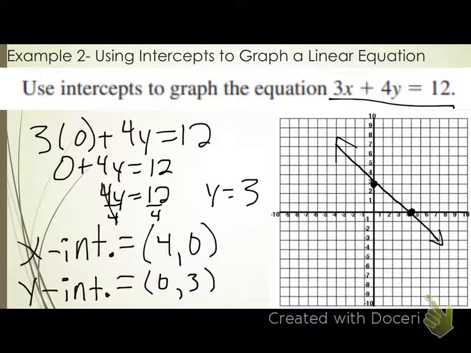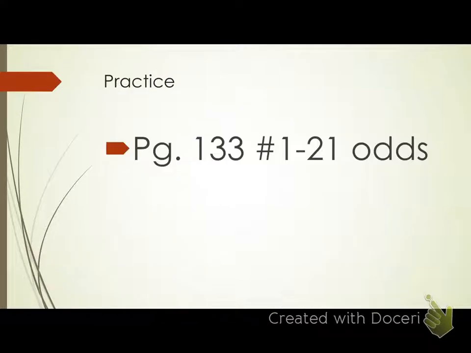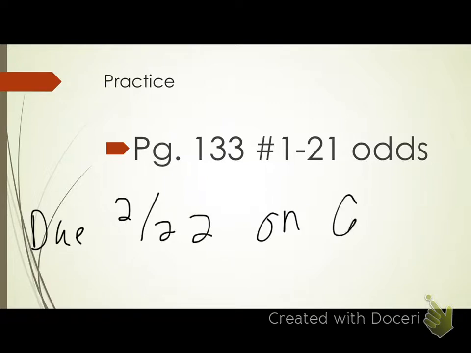Like I said, tomorrow we will have more notes over this, so be prepared for that. But for today's assignment, we have page 133, numbers 1 through 21 odds. I think we have 2 assignments due tomorrow. So let's make this assignment due Monday, February 22nd on Canvas. So make sure you're working on your assignments that are due tomorrow. Make sure you're working on this assignment.